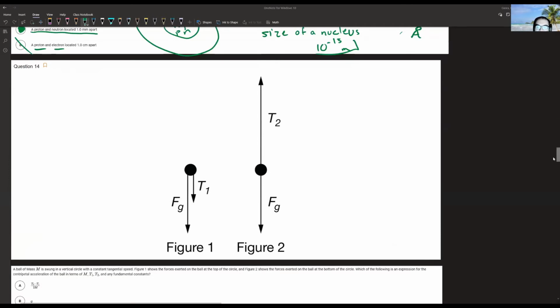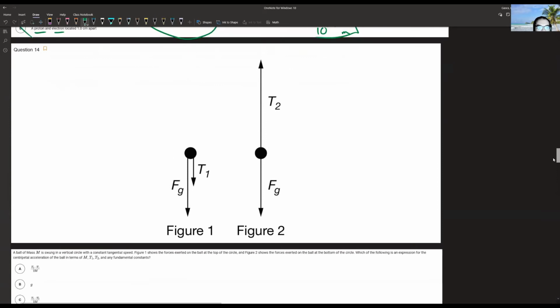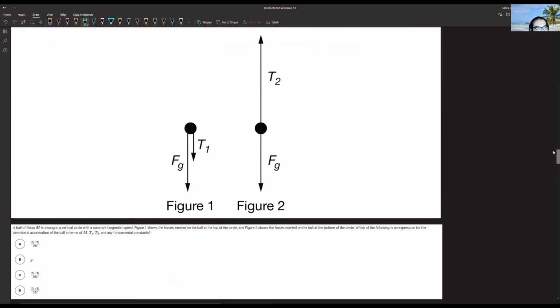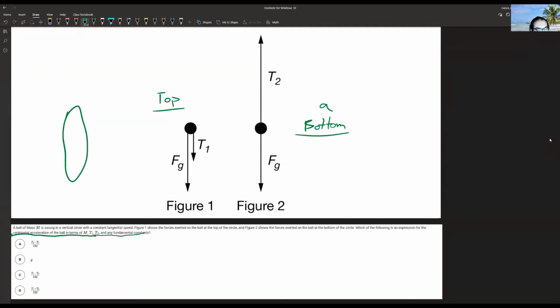Alrighty, so it looks to me like we have some forces here, some free body diagrams. We have tensions and forces due to gravity. A ball of mass m is swung in a vertical circle, so something like this, with a constant tangential speed. Figure 1 shows the forces exerted on the ball at the top of the circle, and figure 2 shows the forces exerted on the ball at the bottom of the circle. Which of the following is an expression for the centripetal acceleration in terms of m, T1, T2, and any fundamental constants?